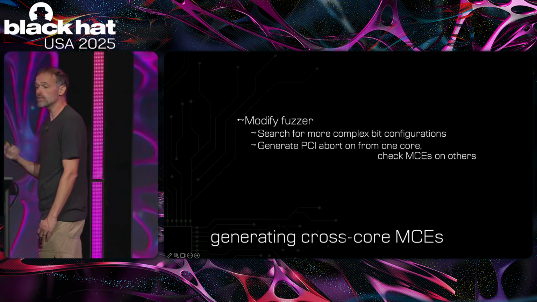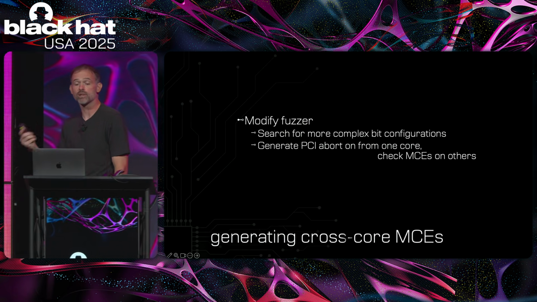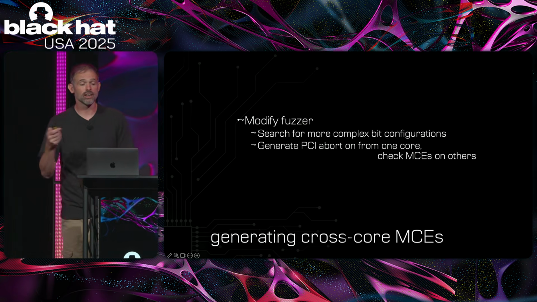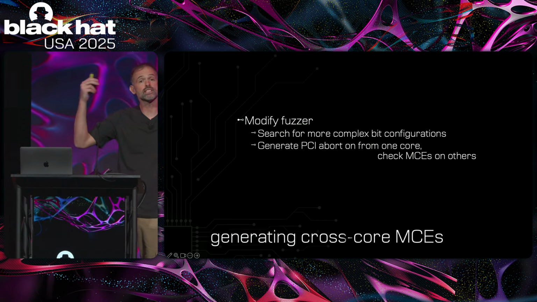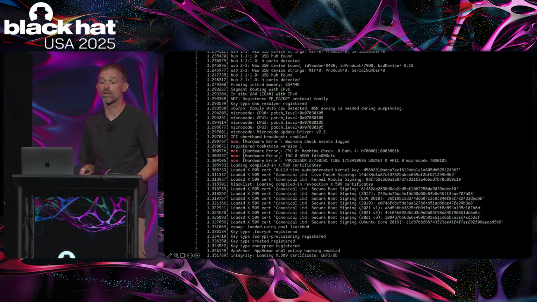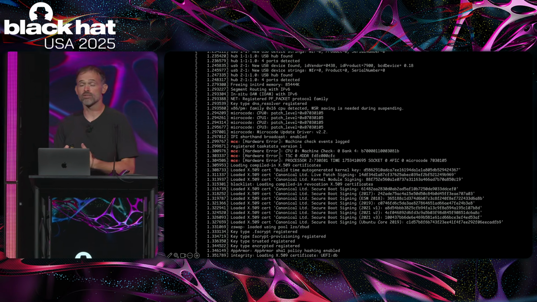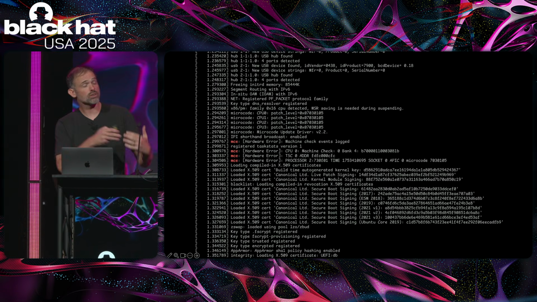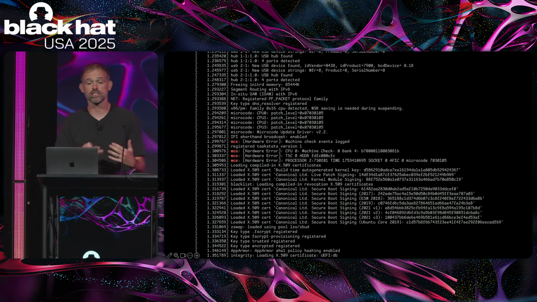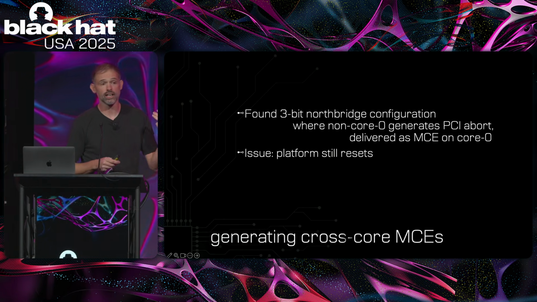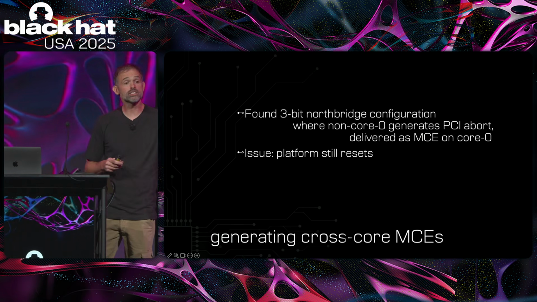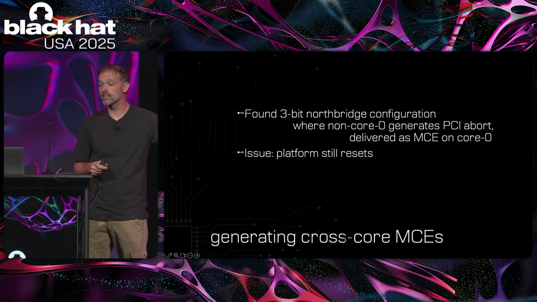So I modified the fuzzer a bit, basically letting it look for more complex bit configurations. And still the same thing, but the goal now is to generate a PCI abort on one core and see if you get machine checks on any other core. And sure enough, after you let the fuzzer run a lot longer, several hours, eventually it will find some north bridge configuration that actually works for this. And if we look at the machine check that got logged, we'll see that sure enough, it's originating from core 1 and it's being delivered onto core 0.